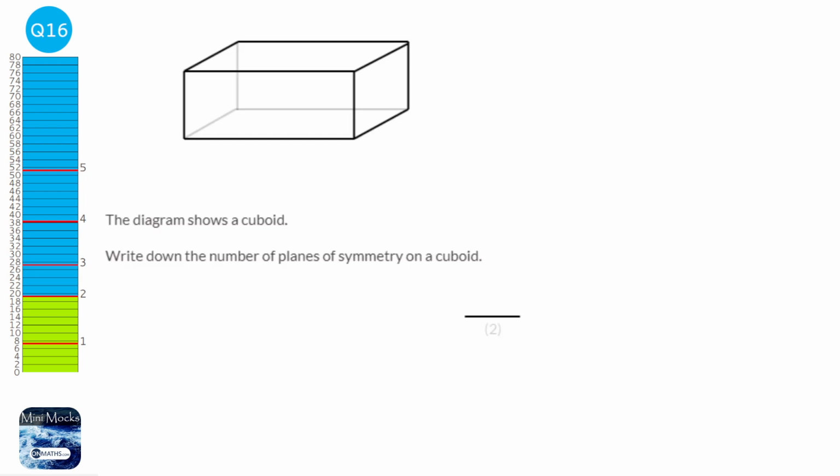A plane of symmetry is anywhere you can cut a three-dimensional shape, in this case a cuboid, and put it up against a mirror and it looks like the original shape.